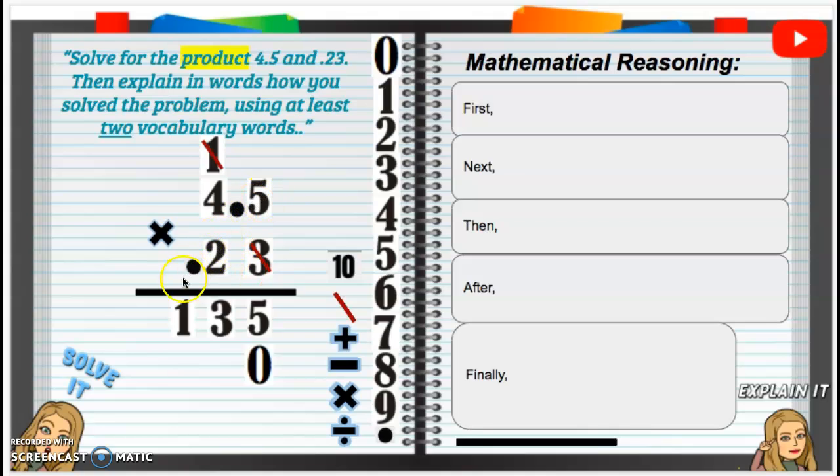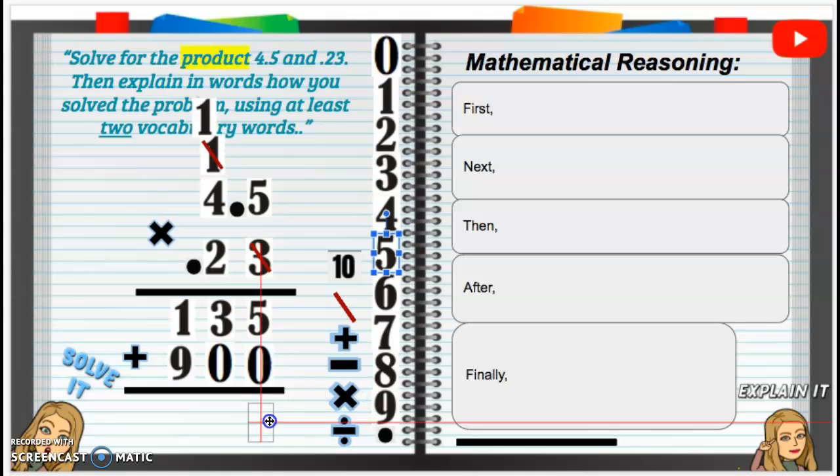Now we can multiply this 2 through. So 2 times 5 is going to be 10. Carry that 1, drop that 0. And then 2 times 4 is going to be 8, plus 1 is 9. Now what do I do? Add them up. All right, easy peasy, we can do this. So we are going to add these. 5 plus 0 is going to be 5. 3 plus 0 is 3. 1 plus 9 is 10.